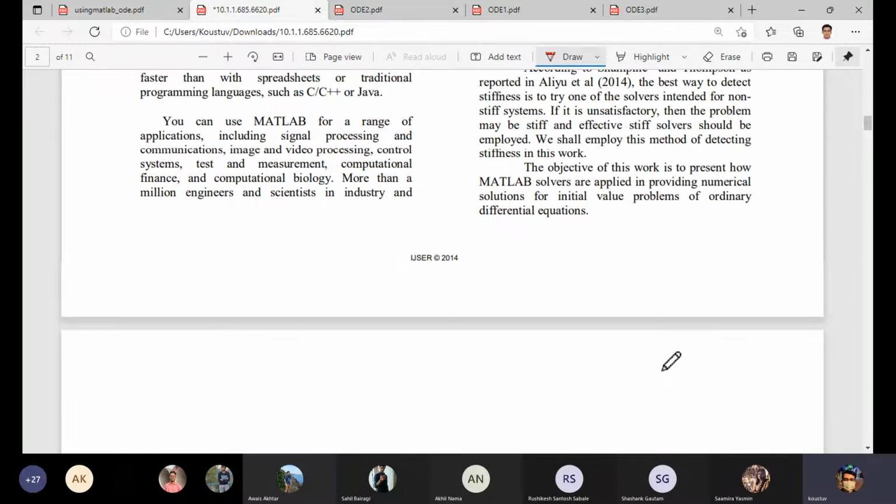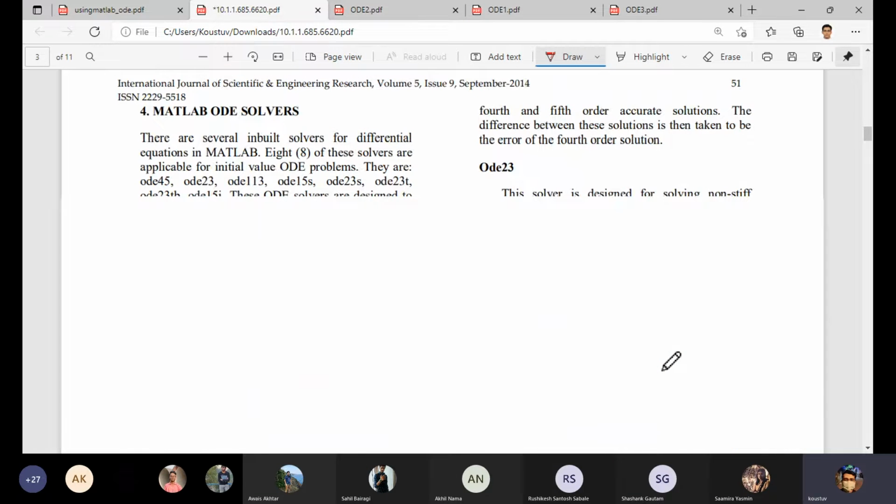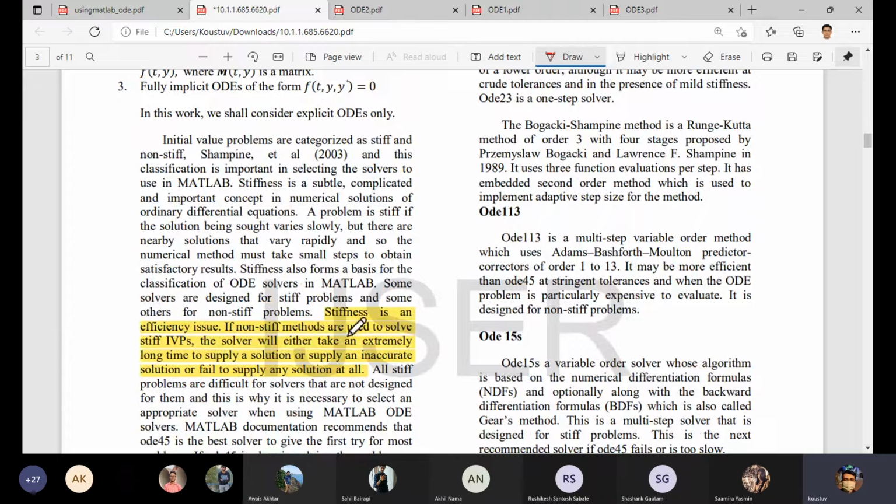Stiffness can also be looked at as an efficiency issue. That means whether a problem can be solved or not depends on the efficiency in terms of time it actually takes, that is, the computational cost. There are two angles: one is problem specific and one is solver or method specific. There are stiff solvers and non-stiff solvers, and there are problems which are stiff and non-stiff.